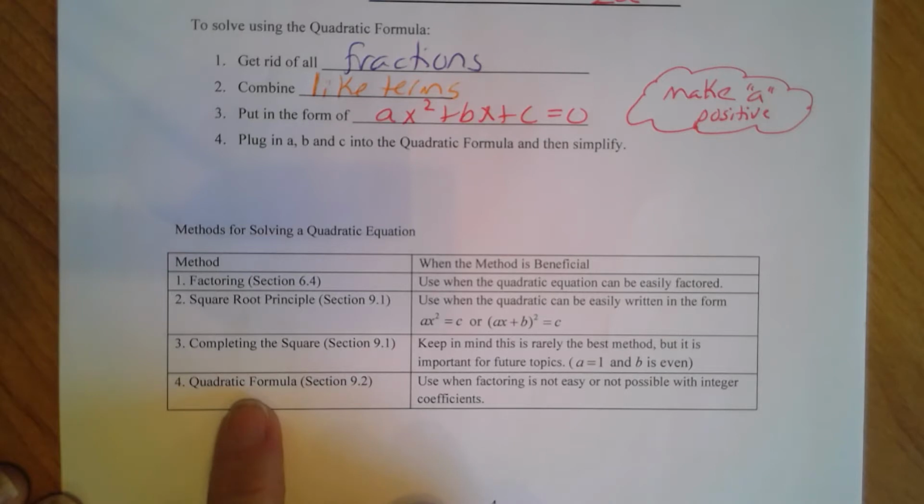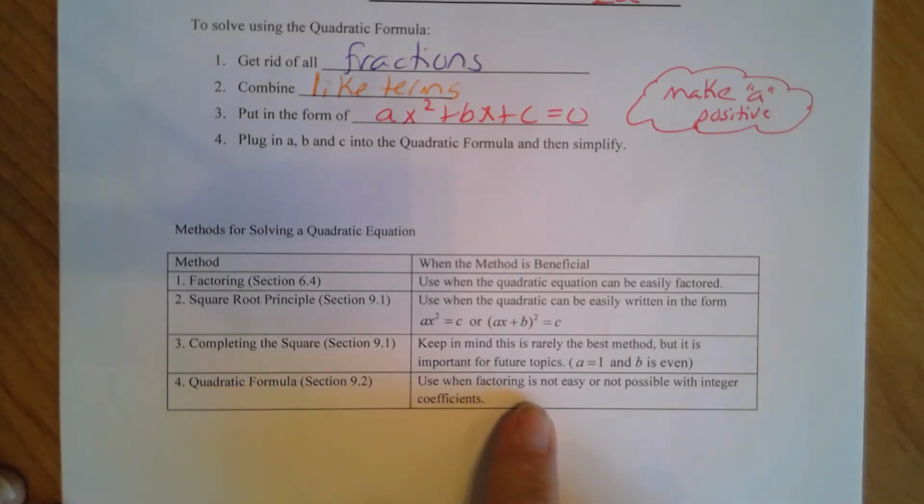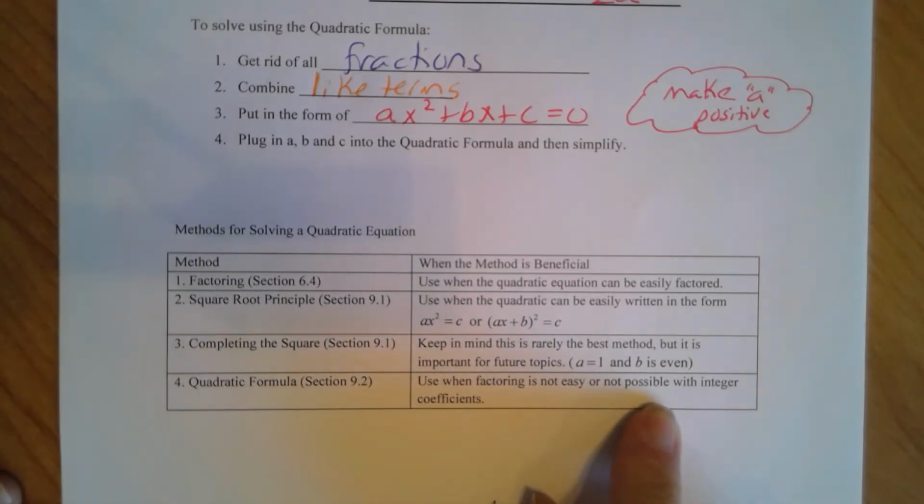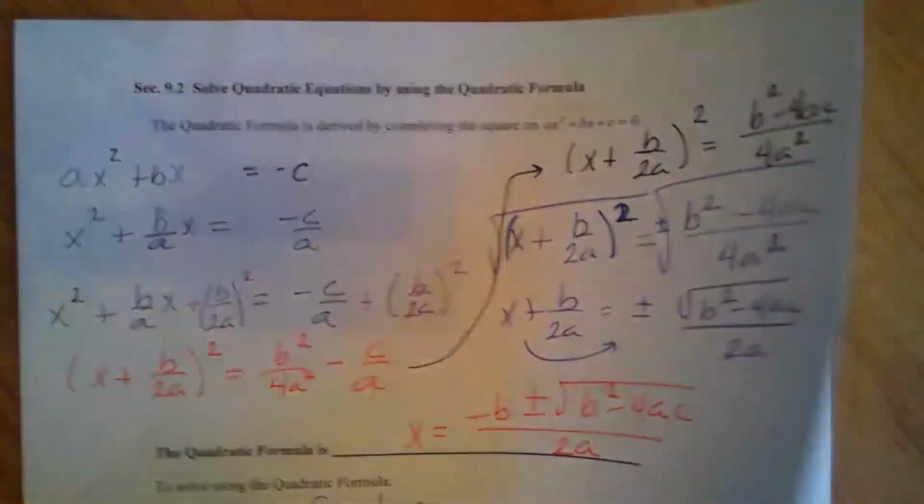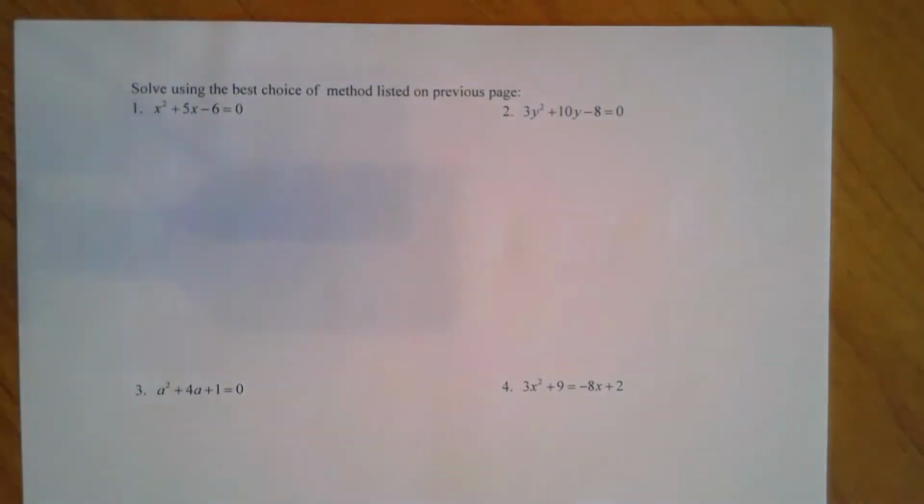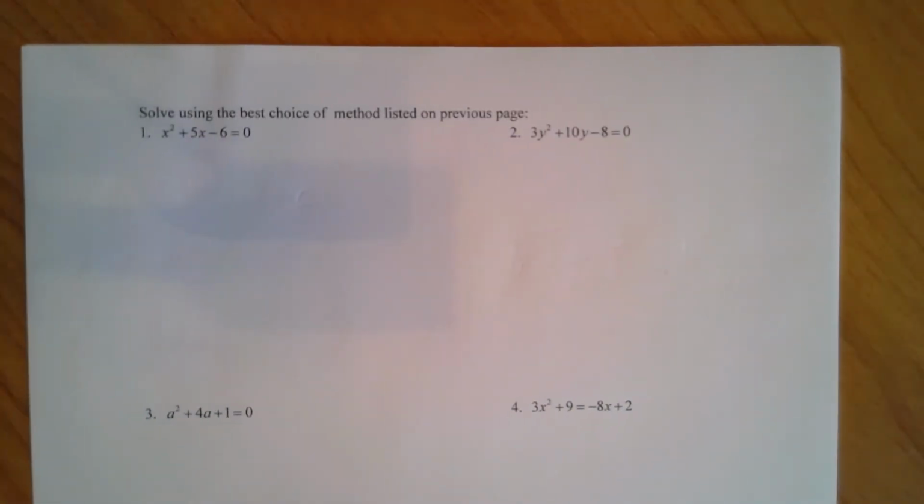Now, when would you use the quadratic formula? Well, we use it when factoring is not easy, like some of y'all might not like that AC method, or if it's not possible. So make sure you understand factoring is not always going to work. So let's look at some examples. Solve using the best method of your choice listed on the previous page. So I'm not going to jump to the quadratic formula unless I have to.